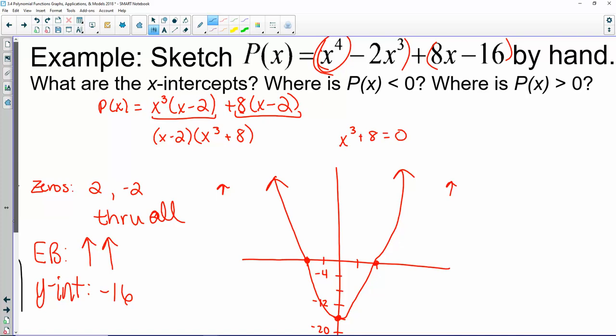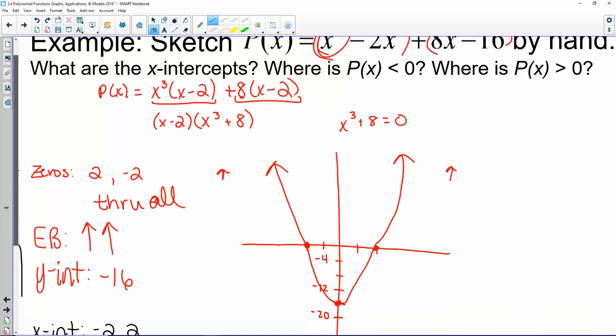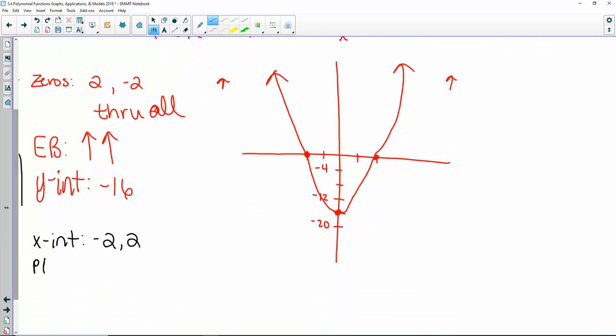Where is p of x less than 0? So I'm asking, where is this graph less than 0? We can look at that graph. I'm asking, where is it below the x-axis? Can you tell me? Everything between -2 and +2, right? I didn't have an equal to, so it'd be parentheses.